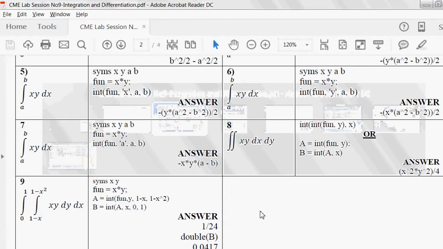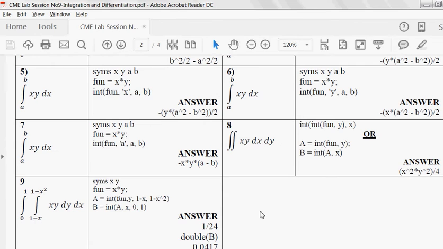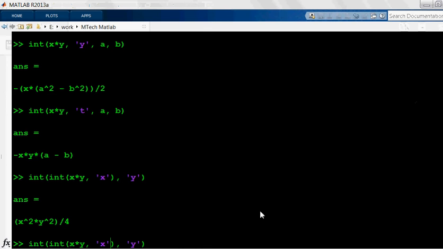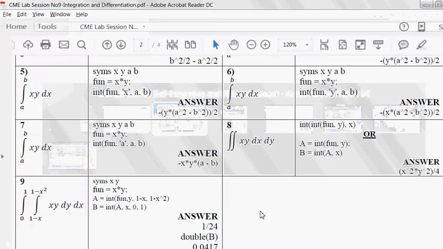What are the limits of integration that we have? 1 minus x to 1 minus x squared for the first limits of integration. So this is the first integration that I specify. So these are the arguments for the first integration. This is the first argument, second argument, and the third argument is going to be the lower limit 1 minus x, and the fourth argument is going to be the upper limit 1 minus x squared, and that has been done.